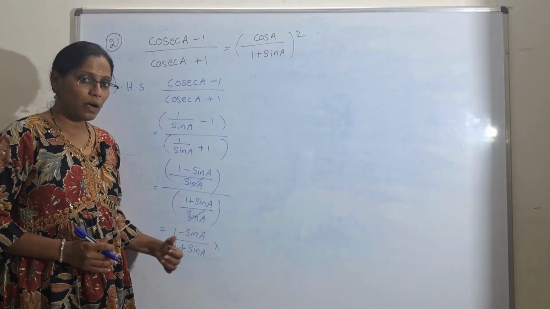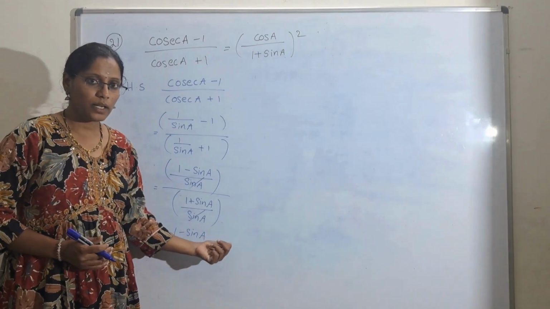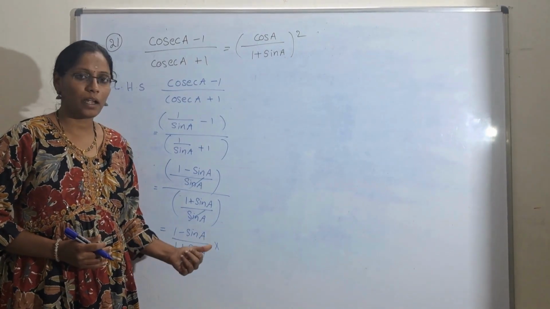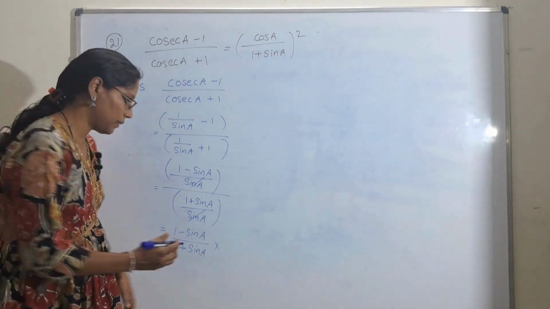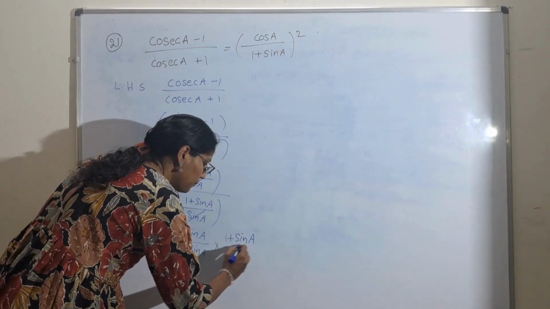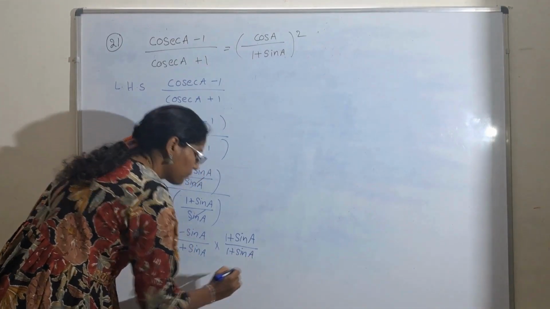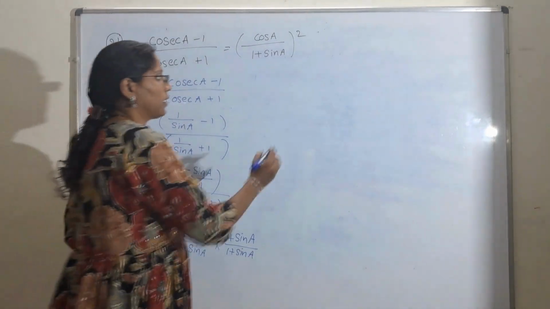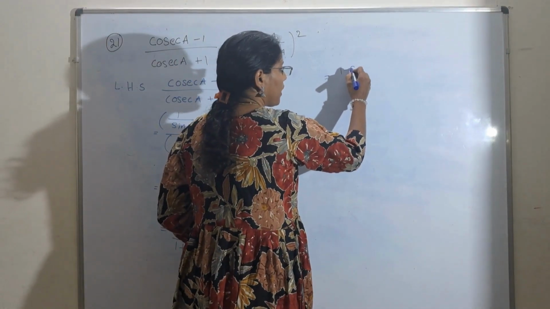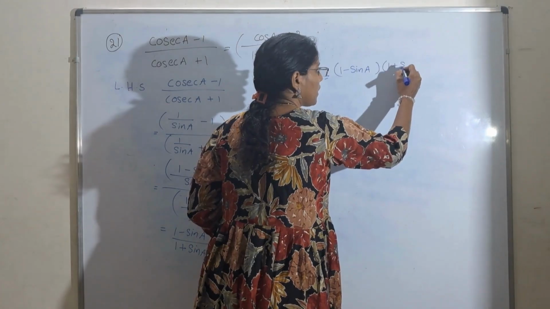The numerator we have to do rationalizing. Numerator is 1 minus sin A. So rationalizing means 1 plus sin A. We have to multiply and divide by 1 plus sin A by 1 plus sin A. In the numerator you should multiply: 1 minus sin A into 1 plus sin A.